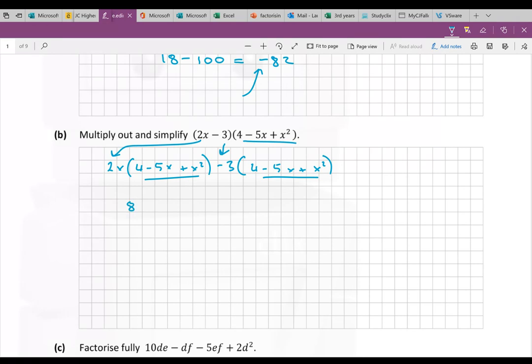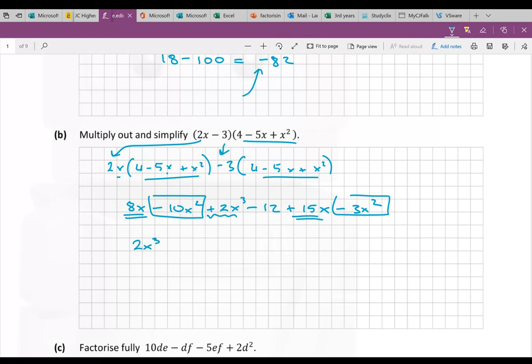2x by 4 is 8x, minus 10x squared, because the x times the x. 2x by x squared is plus 2x cubed. Minus 3 times 4 is 12. Minus by a minus is a plus 15x, minus 3x squared. And then I can add like terms: 8x plus 15x, I can add 10x squared and minus 3x squared. I have nothing to add to the 2x cubed, and I have nothing to add to the minus 12.